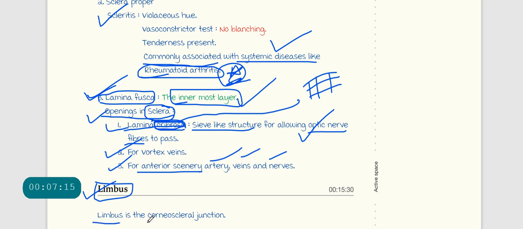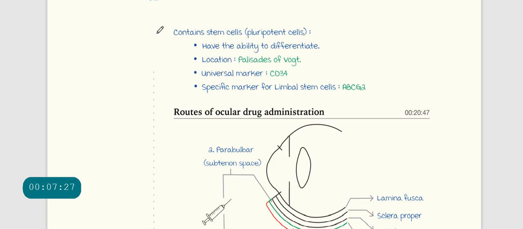So limbus is nothing but where the cornea and the sclera meet. That part is known as the limbus. Now the important thing about limbus is it contains the stem cells, and stem cells are what? These are pluripotent cells, as we know. So they have the ability to differentiate. Obviously stem cells have the ability to differentiate.